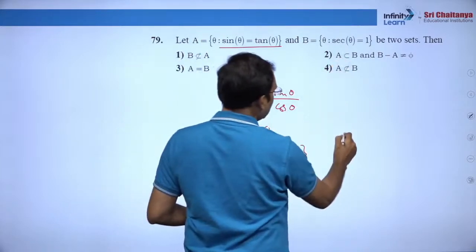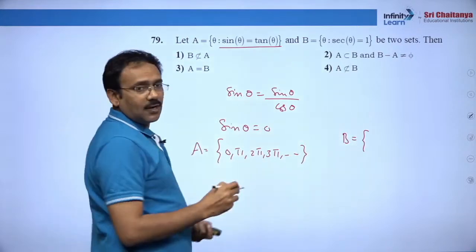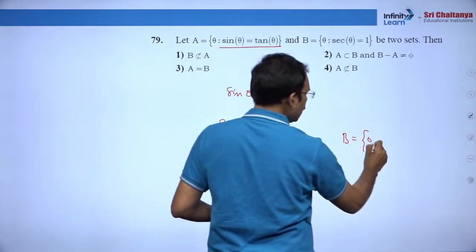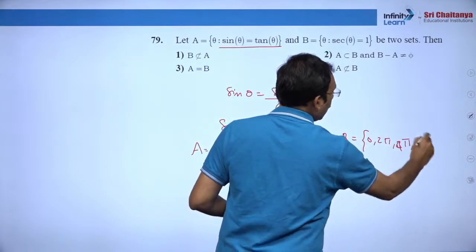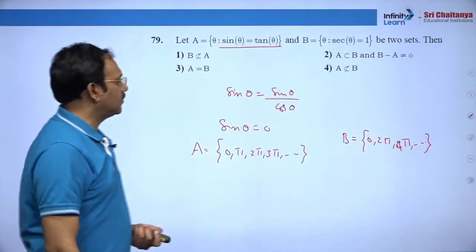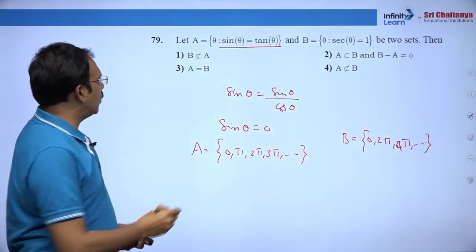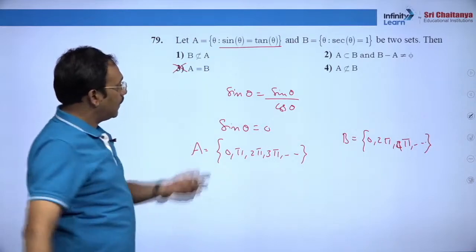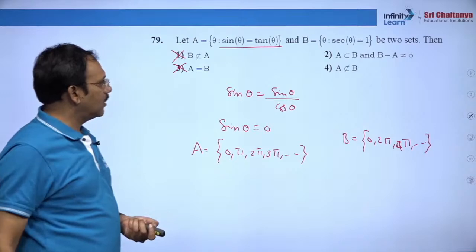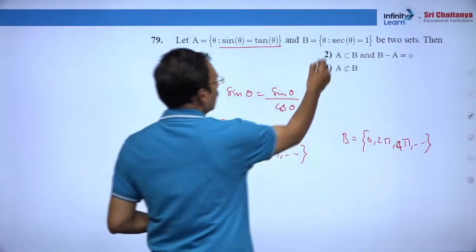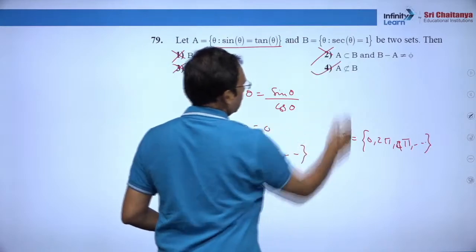Whereas in B, secant theta equal to 1 means cos theta is 1. Cos theta equal to 1 means theta will be 0, 2 pi, 4 pi, like this. Only even multiples of pi, that is multiples of 2 pi, come. So, my dear friends, A is equal to B is wrong. B subset of A is clearly wrong. A subset of B is also wrong. A not a subset of B is correct.